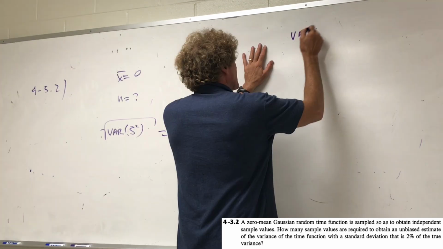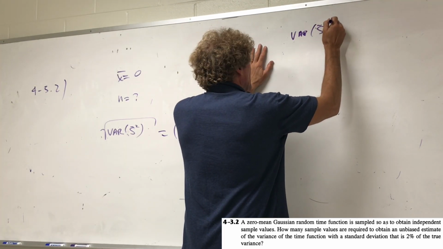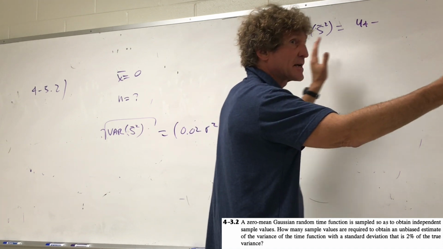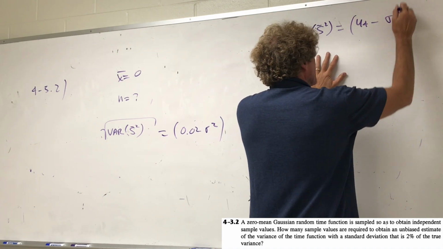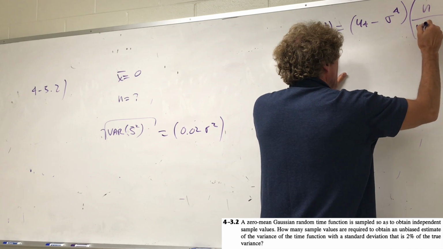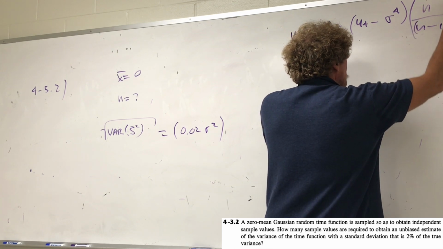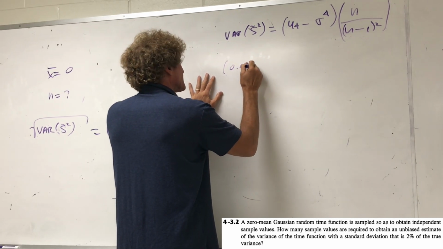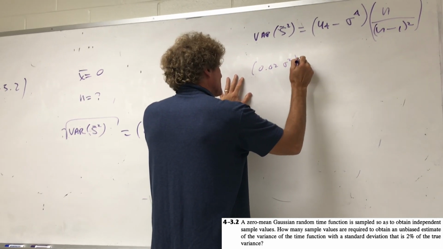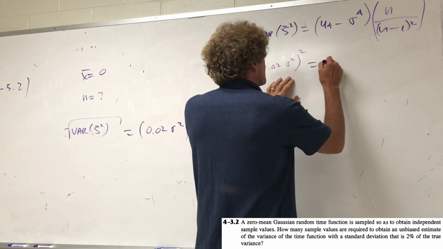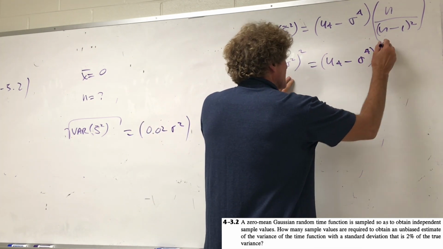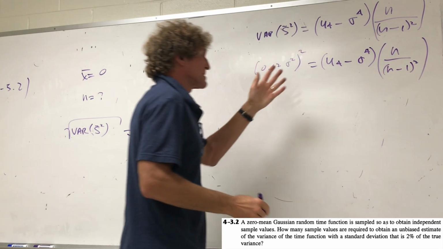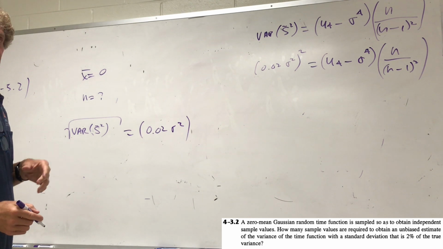So now I get variance of s tilde squared is equal to u to the fourth. Remember, that's a Gaussian, sigma to the fourth, and then you're going to have the n over n minus 1 quantity squared. So we have this, and we've got to square it. So it's going to be 0.02 sigma squared. That equals u to the fourth minus sigma to the fourth times n over n minus 1. Now, as long as we understand what u to the fourth is and stuff, you got no problem.